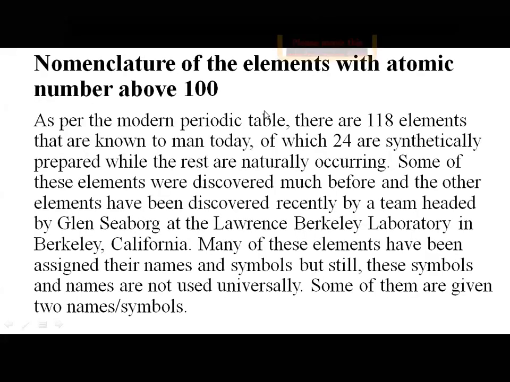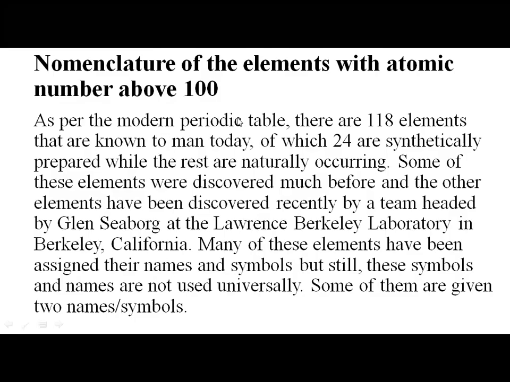Okay. Now see, when the modern periodic law or modern periodic table was given, all of the 118 elements were not discovered. Rather, the last few elements were discovered in the last few years. So, nomenclature of the elements with atomic number above 100. Today we know the nomenclature of the elements, how the elements are being named.